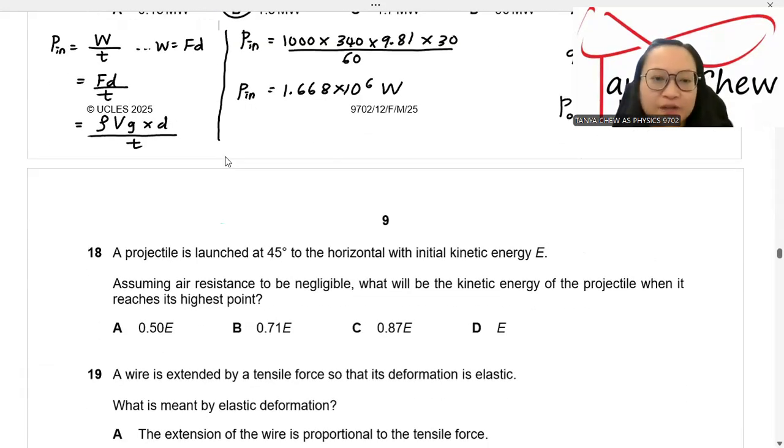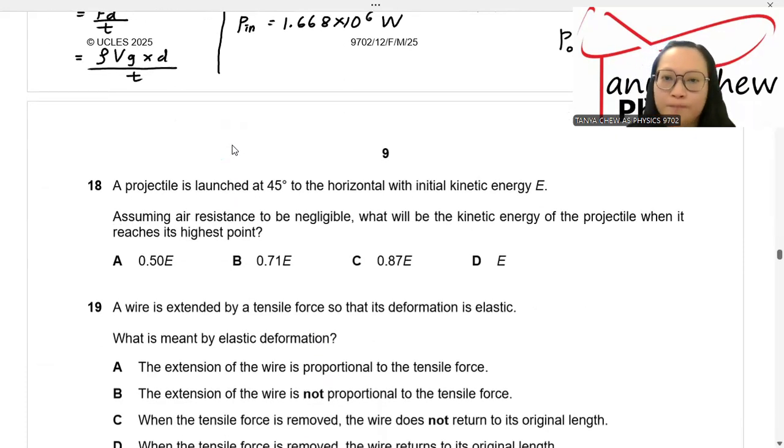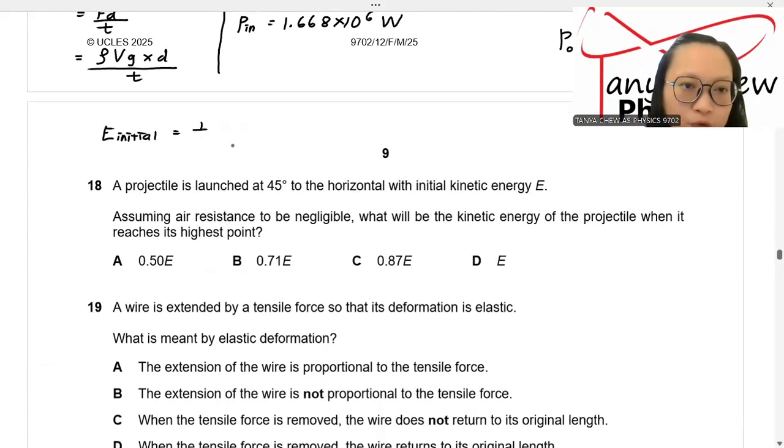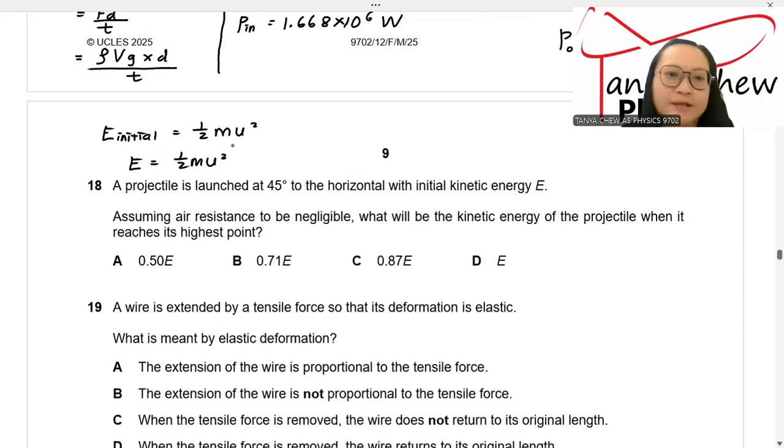Number 18, a projectile is launched at 45 degrees to the horizontal with an initial kinetic energy E. Assuming air resistance to be negligible, what will be the kinetic energy of the projectile when it reaches the highest point? Right, so I find the initial kinetic energy first. The initial kinetic energy, E initial, is equal to half m u squared. So E is equal to half m u squared. Make this my first equation.